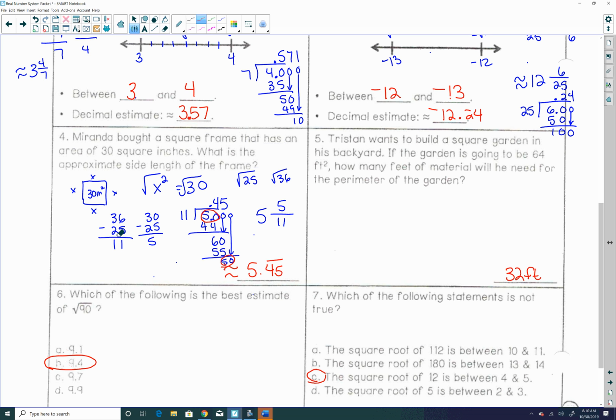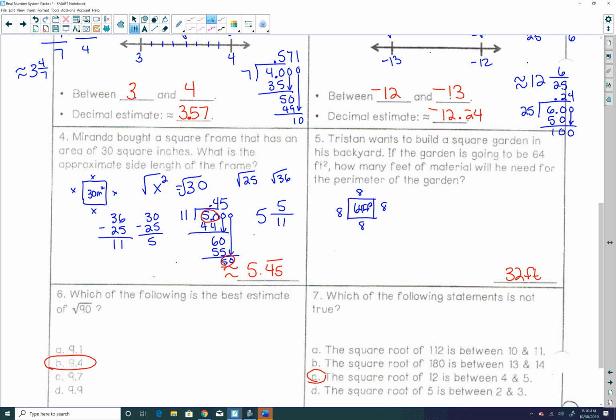Okay, Tristan is building a square garden in his backyard. I can draw my garden again. I want to switch back to blue, sorry. Drawing my garden, and it is 64 feet squared. Hopefully you recognize that 64 is a perfect square, so each side length is 8. You take the square root.